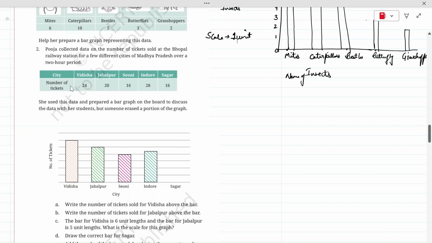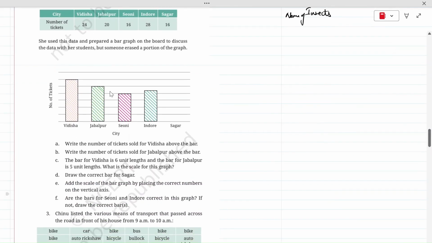The number of tickets sold for Vidisha is 24, for Jabalpur 20, Seoni 16, Indore 28, and Sagar 16. Now what she has further done is use this data and prepare this bar graph to discuss this data with her students. But someone erased a portion of the graph. So kids, looking at this data, can you see what portion has been erased here? We have the names of the cities, but we do not have the number of tickets. The number of tickets is written here, but it is not plotted. The markings are missing. This has been deleted.